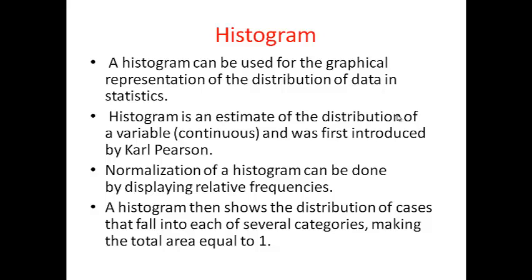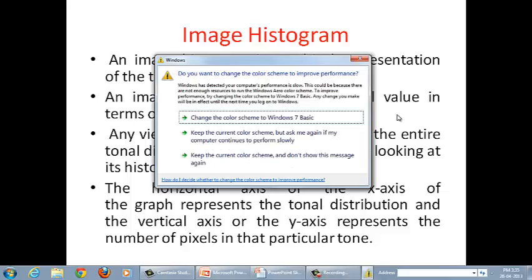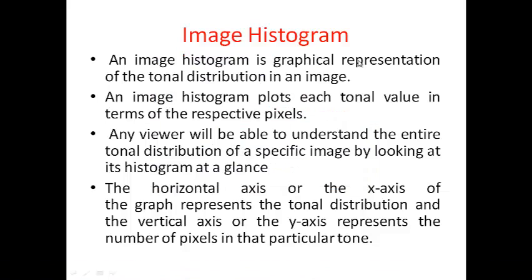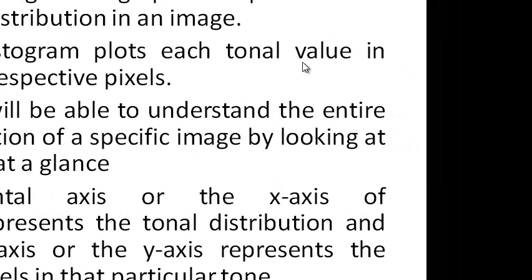What is a histogram? A histogram can be used for the graphical representation of the distribution of data in statistics. An image histogram is a graphical representation of the tonal distribution in an image. An image histogram plots each tonal value in terms of the respective pixels.